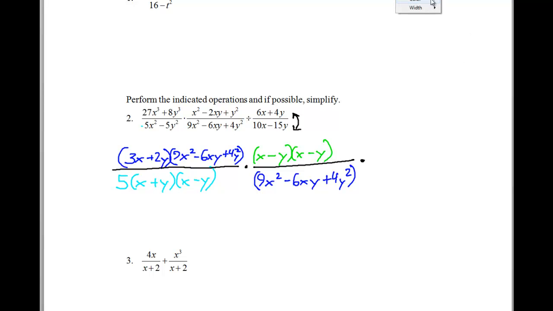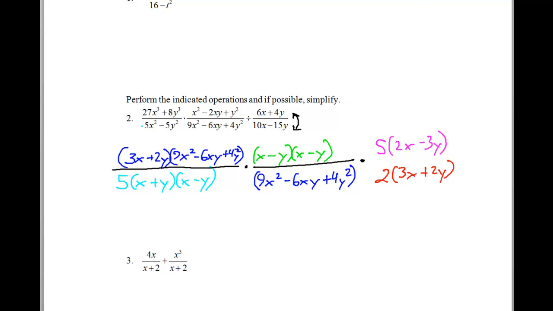Wait, wrong color. Hold on. There we go. What I'm going to do is now factor out, I'm going to focus on this flipped denominator here. The number that goes in evenly into 10 and 15 is 5. And that is going to leave me with 2x minus 3y. And then I'm going to look at the bottom here, changing colors one last time. And this is going to be 6x plus 4y. Then I'm going to factor out a 2. And that will leave me with 3x plus 2y.